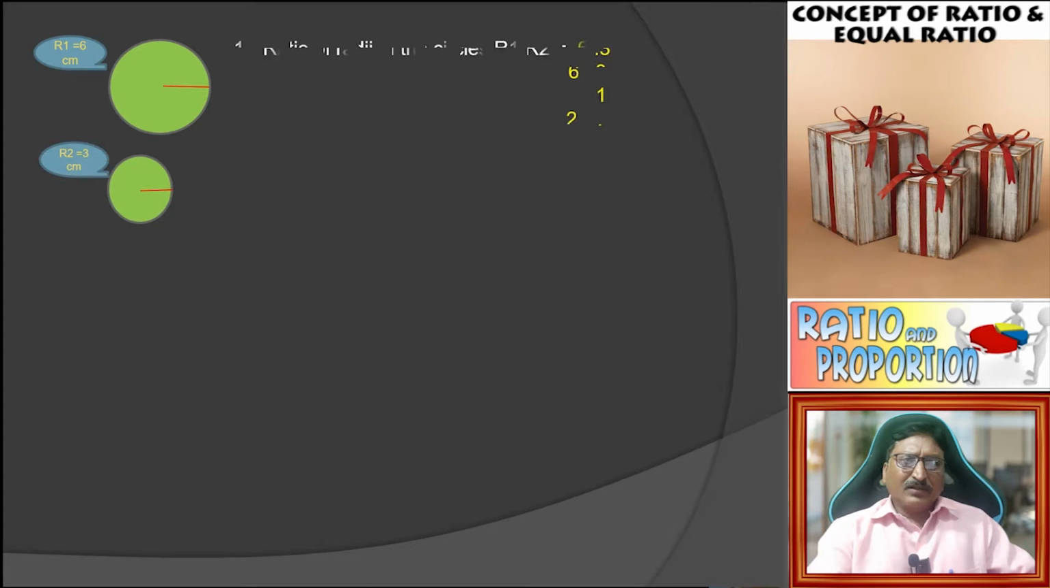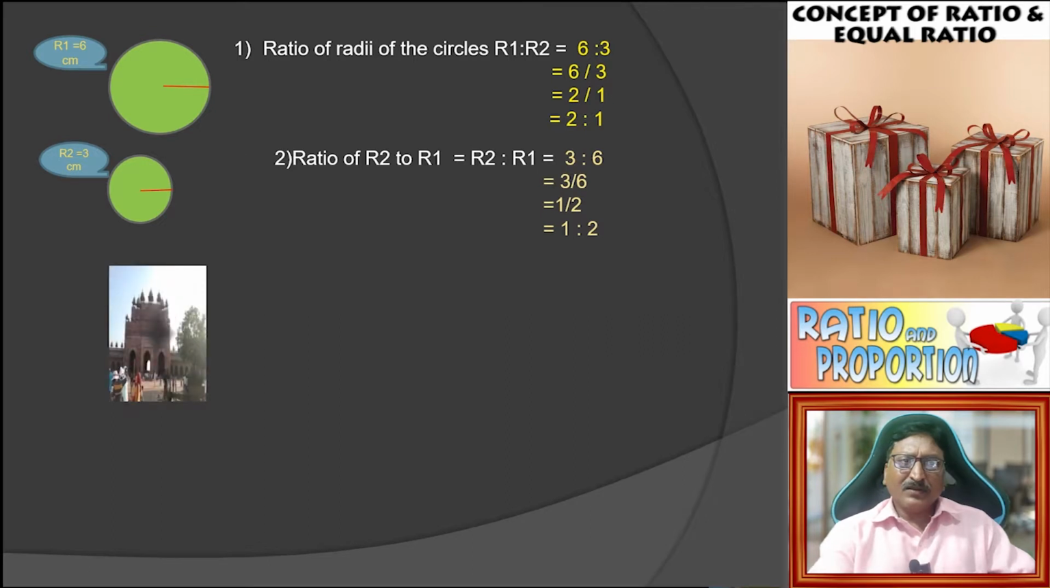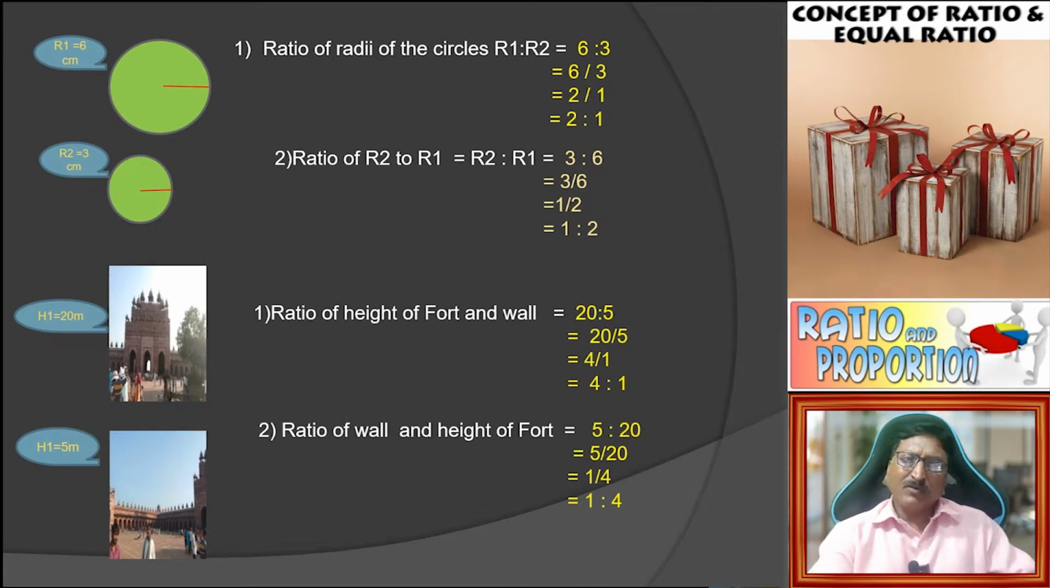We have given here two circles, their radii. Radius of the first circle R1 is 6 centimeter, and radius of the second circle is 3 centimeter. Then we can write the ratio of radii of the first circle to the radii of the second circle, that's R1 is to R2. Put the value here, 6 is to 3. It can be written in the form of a fraction, 6 upon 3, reduce by dividing by 3, we will get 2 upon 1, and the last ratio will be 2 is to 1.